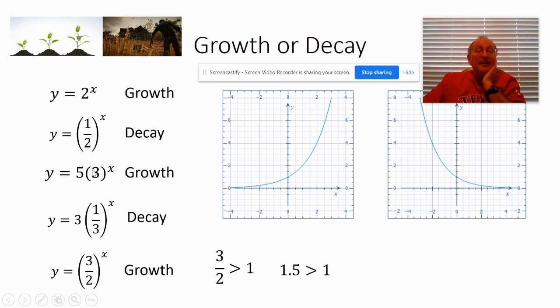And you can never have a negative there. A negative simply just means it's on the outside, that it's a reflection. That's all that it simply means.